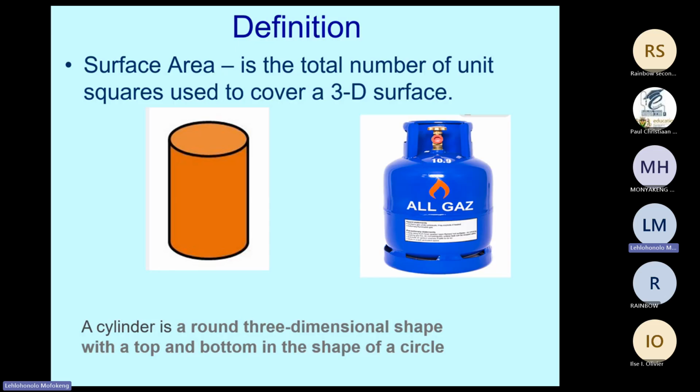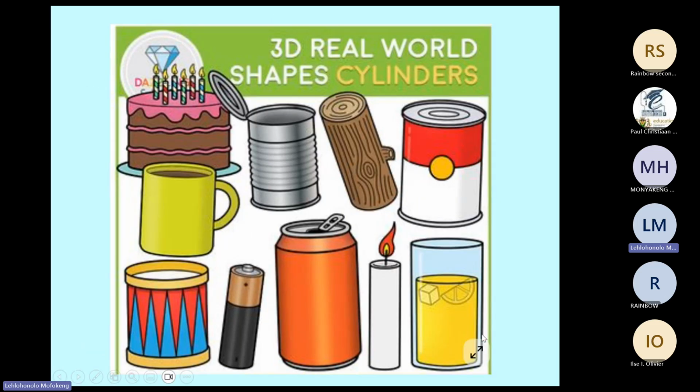A cylinder is a round three-dimensional shape with a top and a bottom in the shape of a circle. So in other words, we have these two faces that are identical, that are circles in a cylinder. Right, and then here is just an example of the real life objects that are cylinders. I think we are familiar with some or all of them. So they actually represent what a cylinder is.